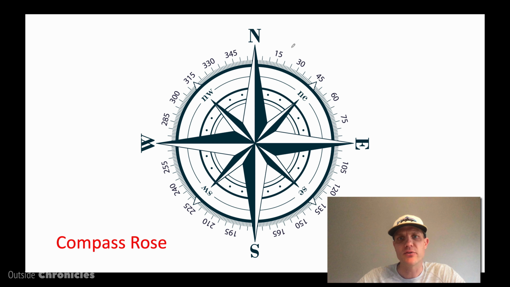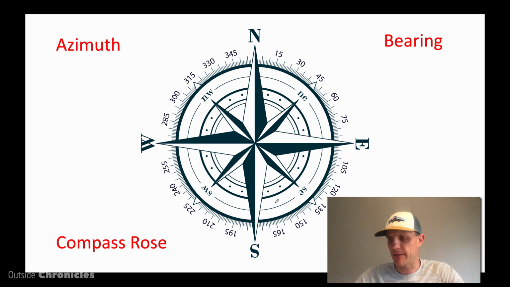This is what's in between now. We have our north-northeast, we have our east-northeast, east-southeast, south-southeast, and so on. Then we have these things called azimuth and bearing.